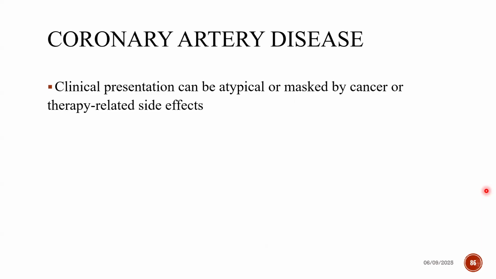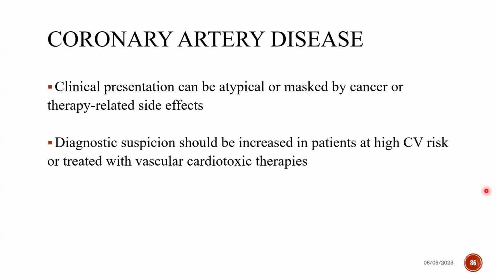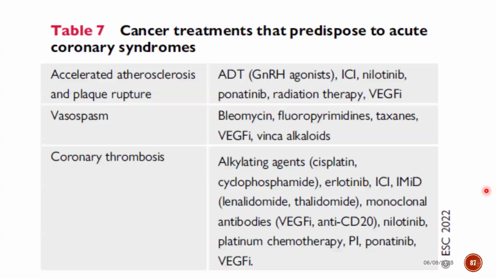Patients with cancer may present with atypical symptoms, and this may mask the diagnosis of ACS. These symptoms usually are quite similar to the symptoms that the cancer or its therapy may present with. So one must have a high index of suspicion to diagnose acute coronary disease in a patient who has cancer and is also on treatment.